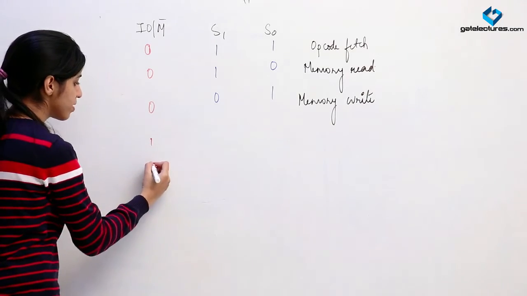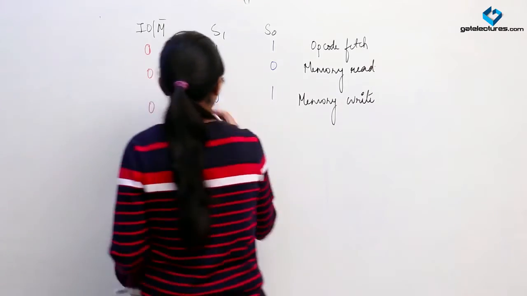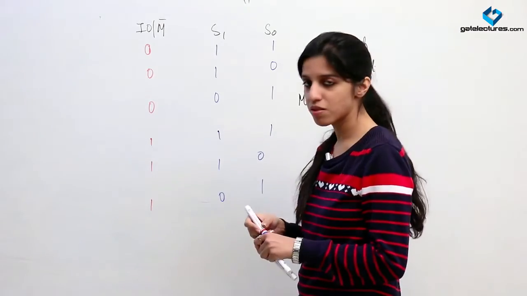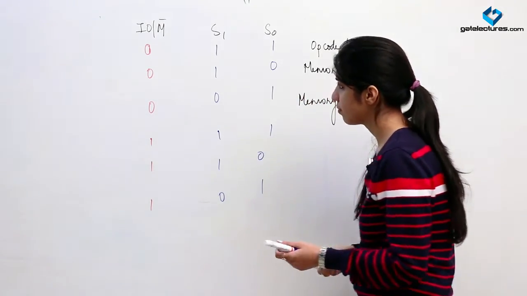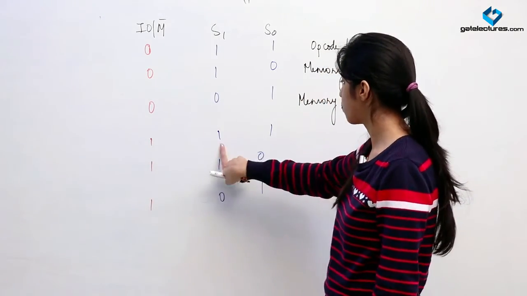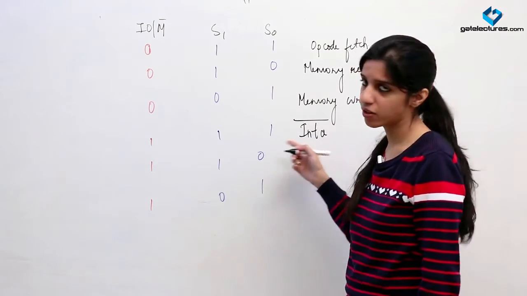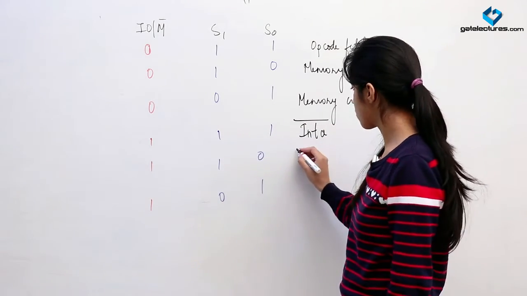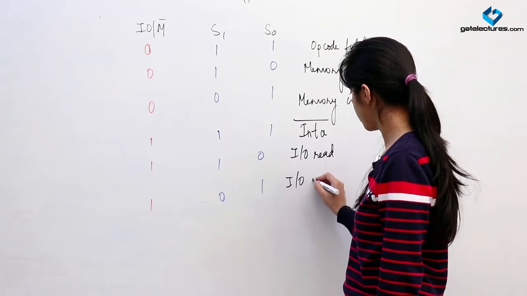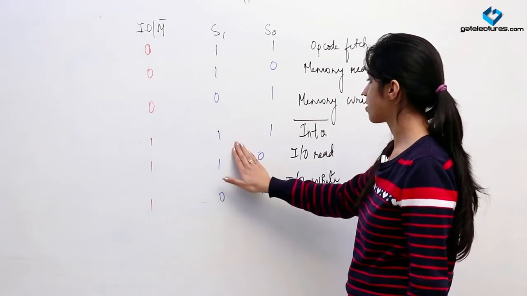If IO/M bar is 1, that means we are working with the input-output devices. Similarly, when S1, S0 are 1, 1, we see IO/M bar is 1, that means we are working with the input-output devices. When both of these are 1, this means INTA bar, interrupt acknowledgement, is being sent. 1, 0 means input-output read, 0, 1 is input-output write. Fine.